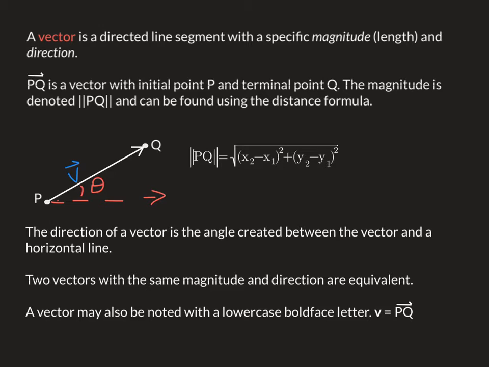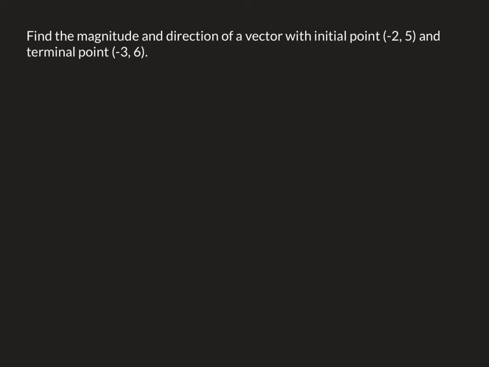All right, let's do an example. In this example, we want to find the magnitude and direction of a vector. It has an initial point at -2, 5 and a terminal point at -3, 6. Just to give ourselves a rough sketch, here's our coordinate plane. If we put a point roughly where -2, 5 is, and then a point at -3, 6, there is our vector. I'll call this vector V.